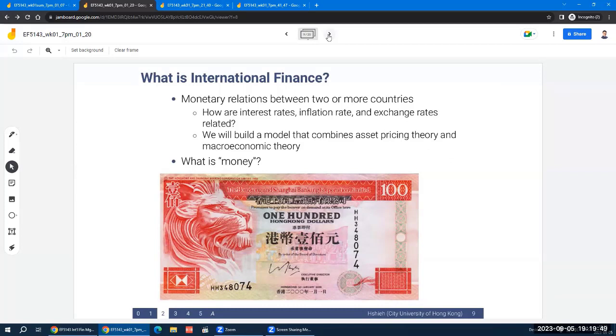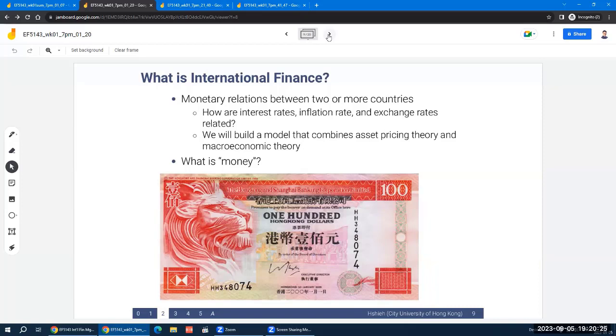So what is international finance? The straightforward answer is it's the monetary relations between two or more countries. That's something that's hard to understand if you don't know what monetary economics is all about. So monetary economics is really about changes in money supply, how that translates to changes in interest rates, and how that percolates into the real economy. That's what monetary economics is about.